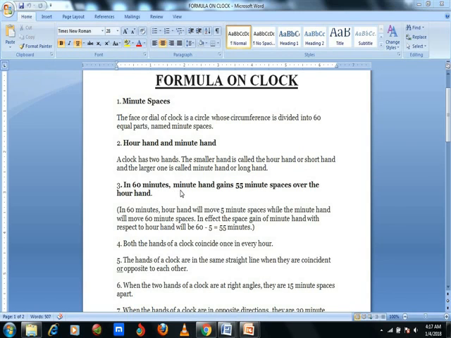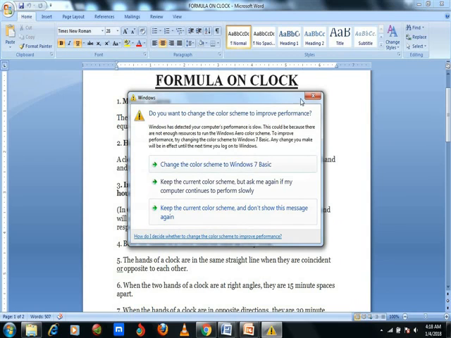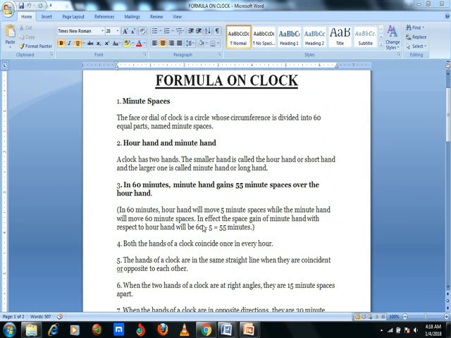Next one, in 60 minutes, the minute hand gains 55 minute spaces over the hour hand, whereas in 60 minutes the hour hand will move 5 minute spaces alone, while the minute hand will move 60 minute spaces. In effect, 60 minus 5, so the hour hand moves 5 minute spaces, so the minute hand gains 55 minute spaces.